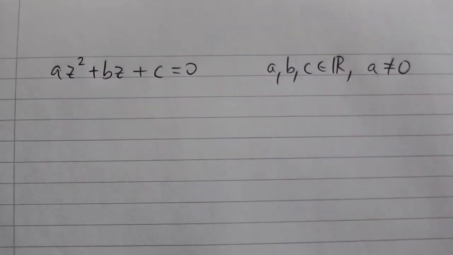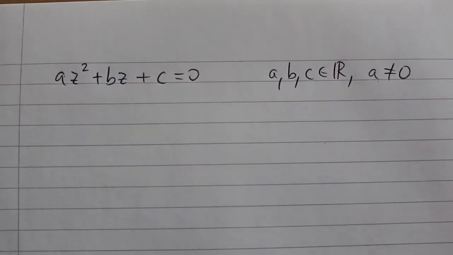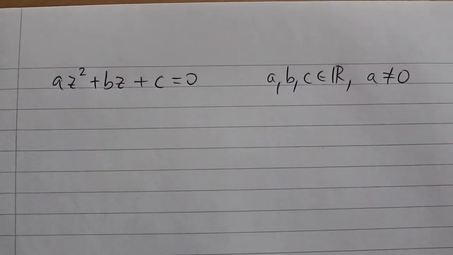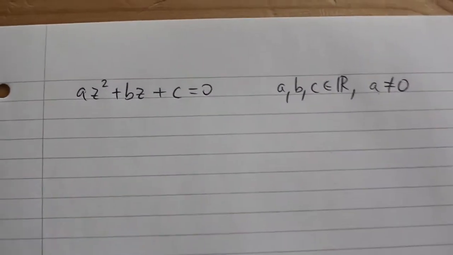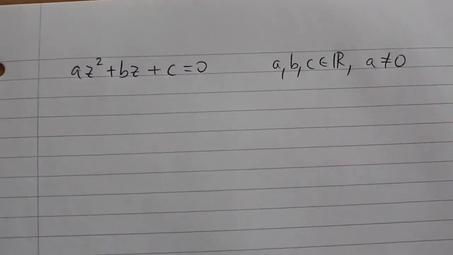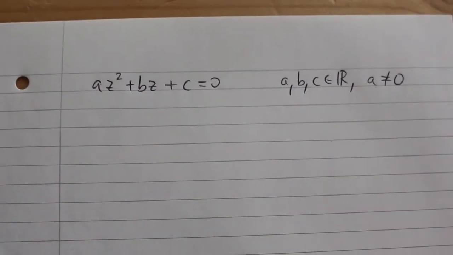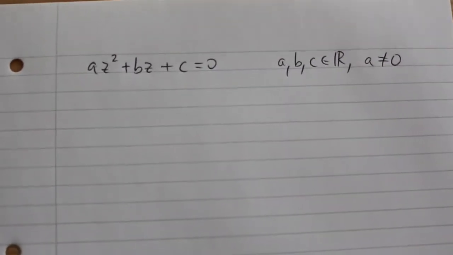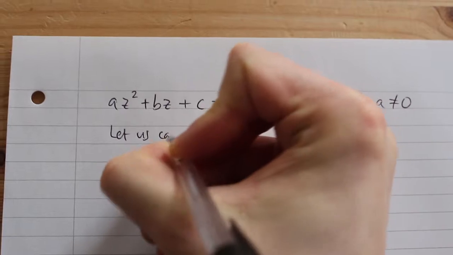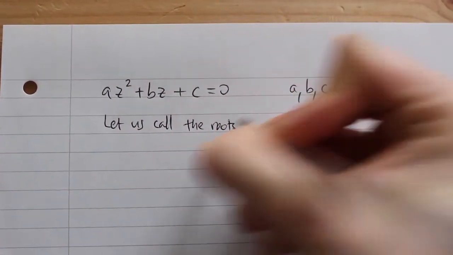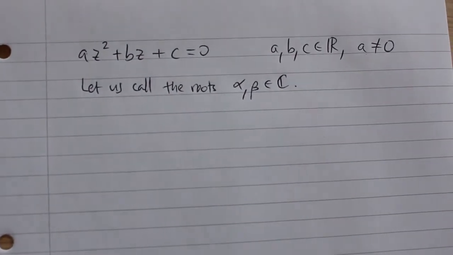Now consider the quadratic equation az squared plus bz plus c is 0, where a, b, c are real numbers and a is non-zero. So this has two roots over the complex numbers. They might be the same, but still it has two roots. Possibly they're the same root, in which case we have a repeated root. Let's call the roots alpha and beta, which are complex numbers.